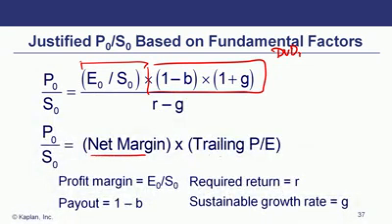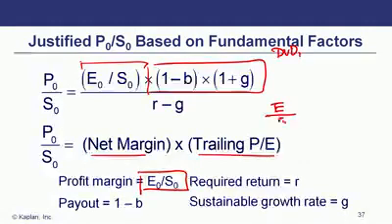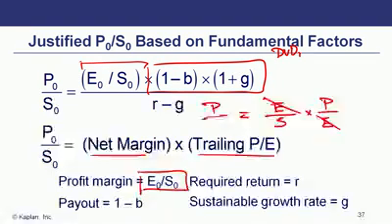And you'll also notice that net margin times the trailing PE will also get you price to sales. Because notice, profit margin is EPS over sales, and your PE is price over earnings. So just a real simple multiplication through, you'll notice that both of these cancel out, and what am I left with? Price to sales. And that's why when you multiply net margin times the trailing PE, you end up with your price to sales number.